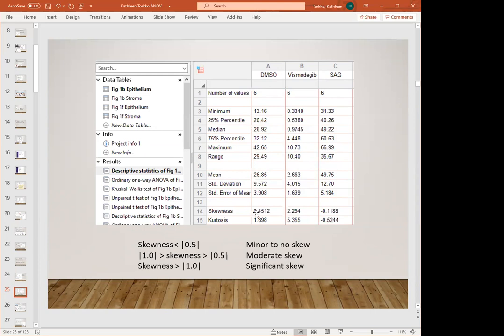Let's look at the skewness then. Here we have some positive skew. We have strong positive skew in this group, and we have negligible negative skew. And looking at this, you can say if it's less than 0.5 or greater than negative 0.5, then you can say it's minor to no skew. If it's between 0.5 and 1, you have moderate skew. And if it's greater than 1, you have significant skew. So this will give you some indication.